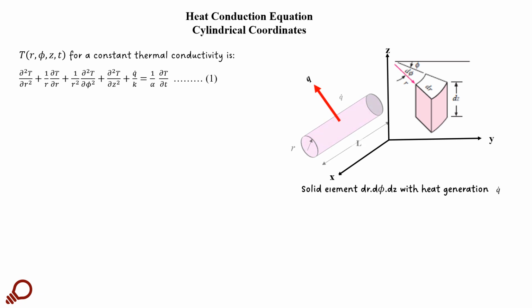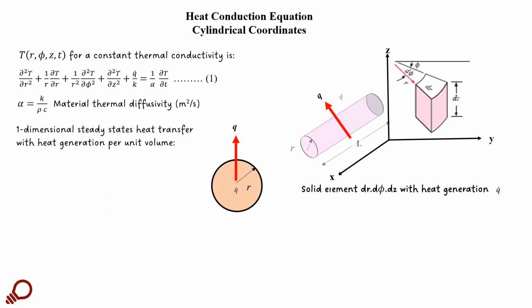The three-dimensional form of heat transfer by conduction in cylindrical coordinates is represented by equation number 1: partial square T with respect to r square, plus 1 divided by r partial T with respect to r, plus 1 over r square, and so on until we approach the right-hand side, which represents the rate of change of energy inside that wall. If we consider the definition for alpha, which represents the thermal diffusivity, as k, the thermal conductivity of the material, divided by the density of the material times the heat capacity, and usually it is in units of meter squared divided by second.